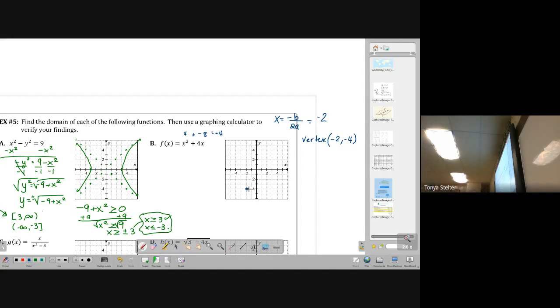And then you have to get this in factored form anyway, to make it graph easier. So to figure out the x-intercepts, you set each factor equal to 0. That'll give us 2 other points that we can use to graph. So it crosses here and here.